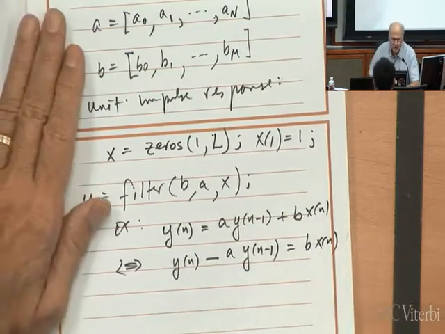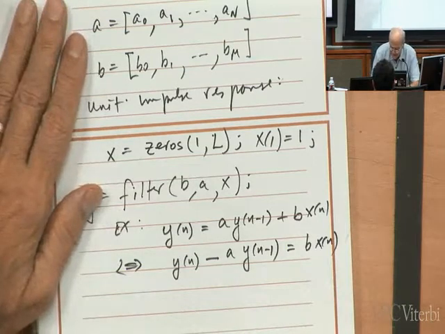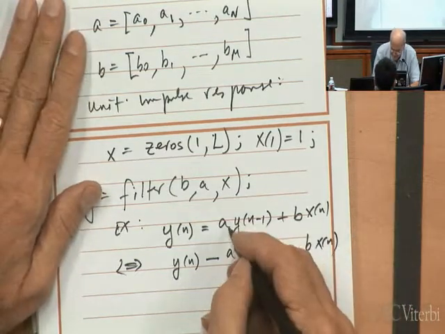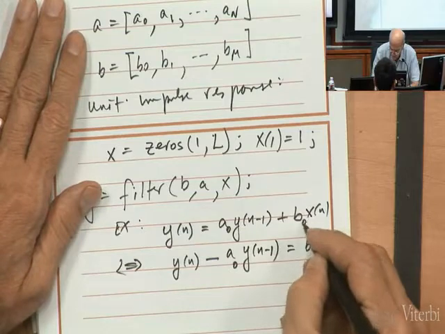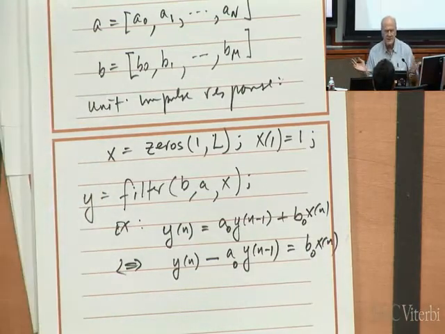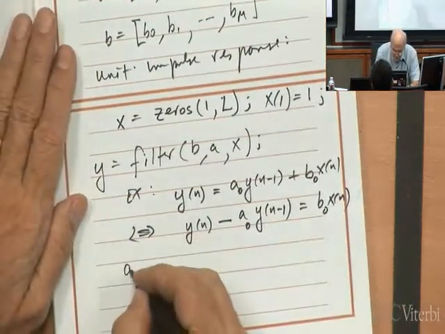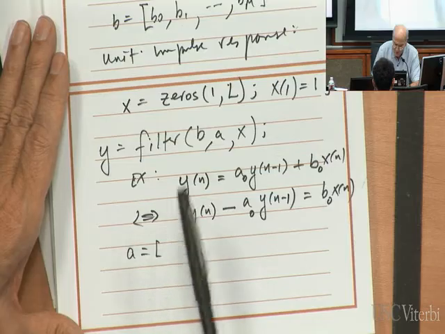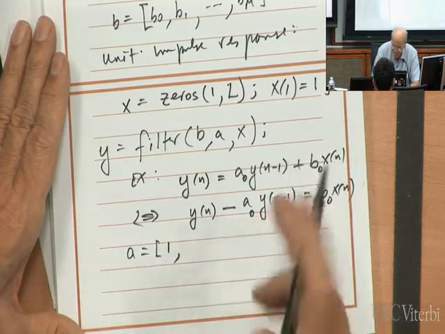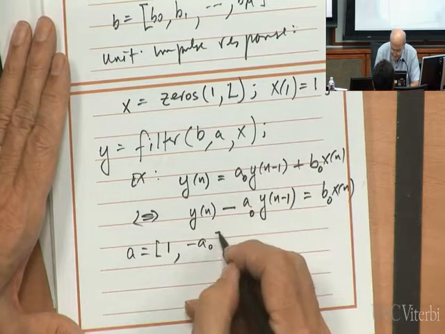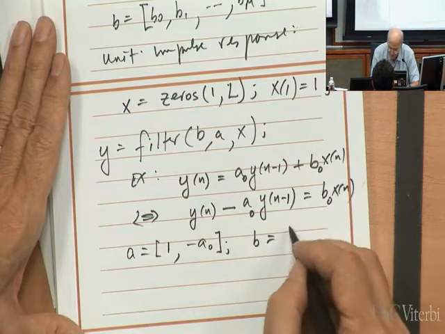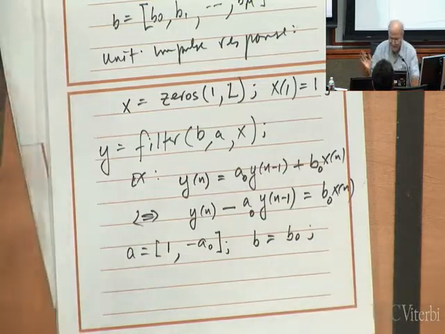That's your difference equation. So in this case, let me call that a naught, and call that b naught, where b naught and a naught are just constants. So then you would have a, so I don't confuse it with the vector, A would be the vector, in this case, 1 minus a naught. And the b vector is just one element, namely b naught. And then you're off and running.